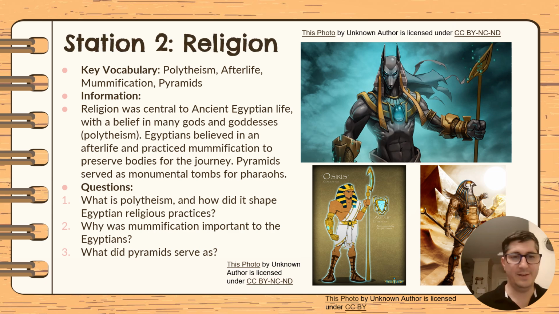And as you see, Station 2 is on religion. Obviously, it was very central to ancient Egypt. They had a belief in many gods. Right there, the key vocabulary: polytheism. They believed in the afterlife and practiced mummification. The questions are: what is polytheism, how did it shape religious practice, why was mummification important, and what did the pyramids serve?